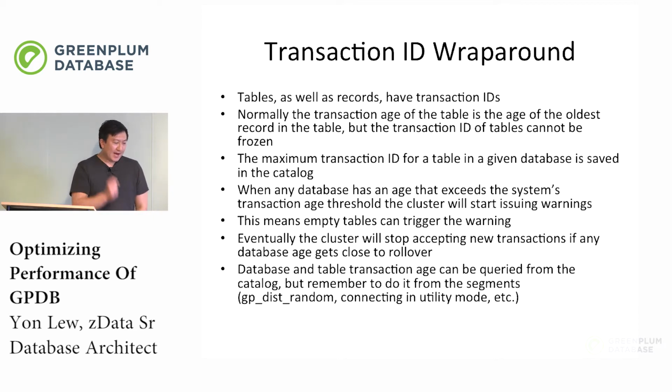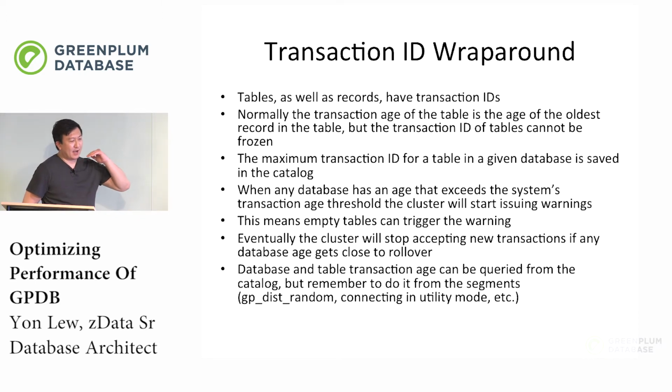So the maximum transaction ID for any table in a given database is saved in the catalog, and it's used for the transaction age of the database itself. So when the cluster is looking at the age of the databases, and it's deciding whether or not it's going to continue to accept transactions, right? That's the value that it looks at.